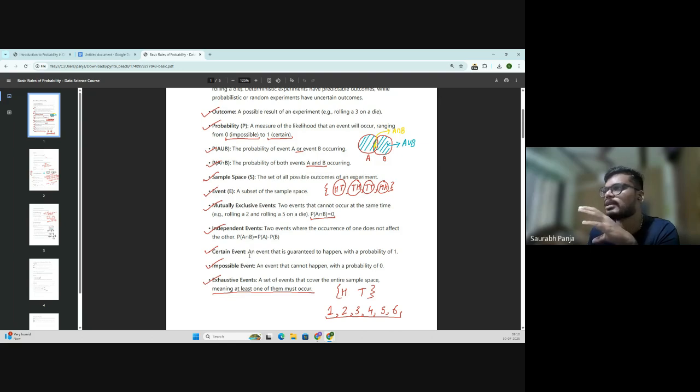Now there is a certain event, an event that is guaranteed to happen with a probability of one. It's like Virat Kohli scoring a century in the year 2016. So that was a very certain event. Okay, just kidding. That was not a certain event. So these are the certain events you get to know.